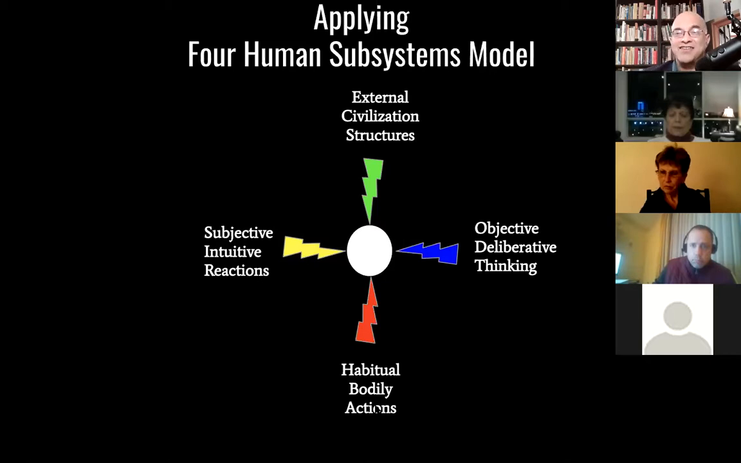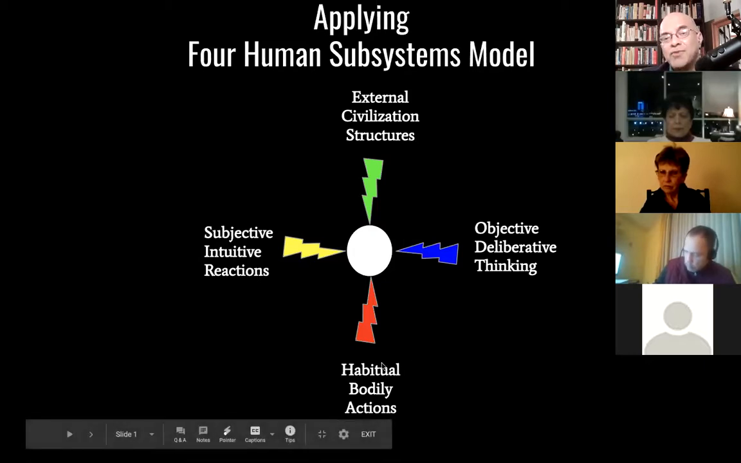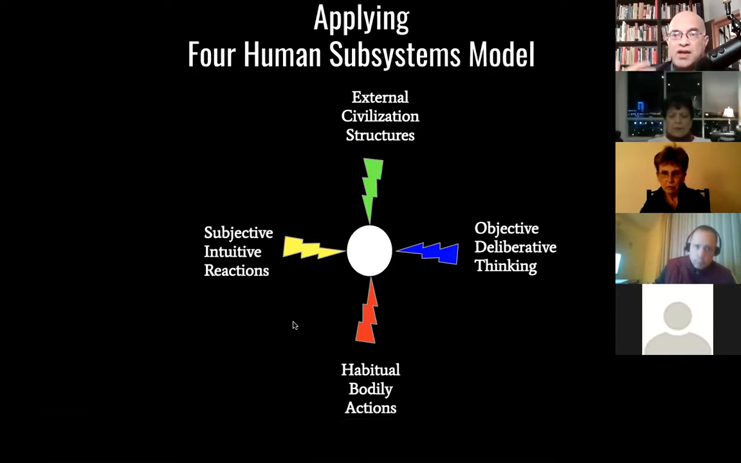Everything else that we use is part of the external civilization structures. Okay, so those are the 2 things. You have to actually move. You have to actually do things. So that's the bodily actions. Internally, in the evolutionary stage, we have a brain which is very intuitive and reactive, which is able to see patterns and respond to that. And I'm calling it the subjective, intuitive reactions.